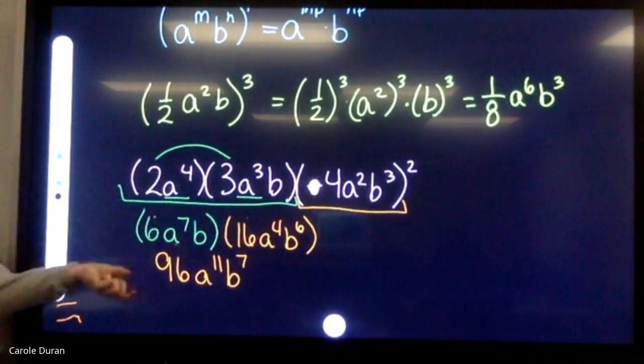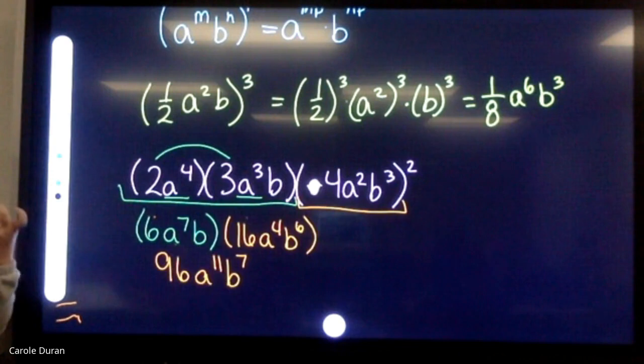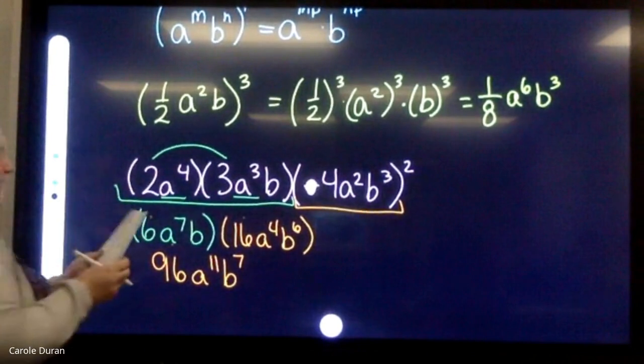Was that a little easier than we thought? Yes, actually. Maybe. No, it's not easier than I thought. It actually makes sense. I'm glad it actually makes sense.